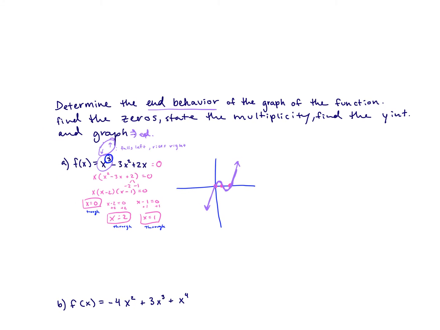Let's see. Did we answer everything here? Do we ever write down the y-intercept? What's our y-intercept as a point? 0, comma 0. So we cross the y-axis at this point, 0, 0. How can we find the y-intercept algebraically? For the y-intercept, you make x 0. So you plug in 0 for your x's. So this would be 0 cubed minus 3 times 0 squared plus 2 times 0, which is just 0.